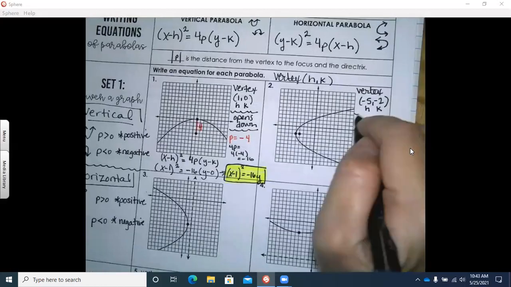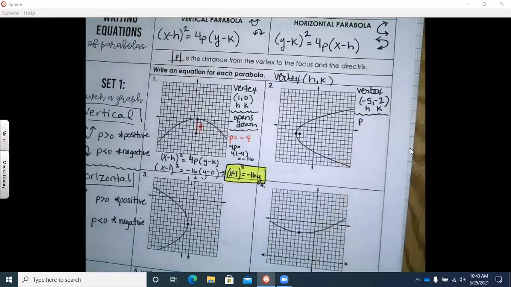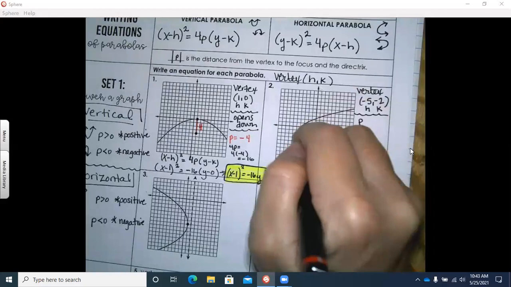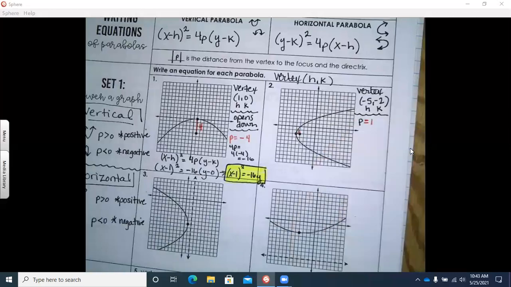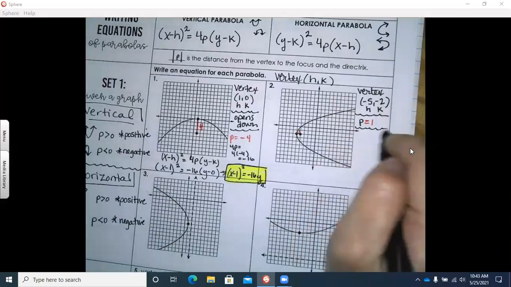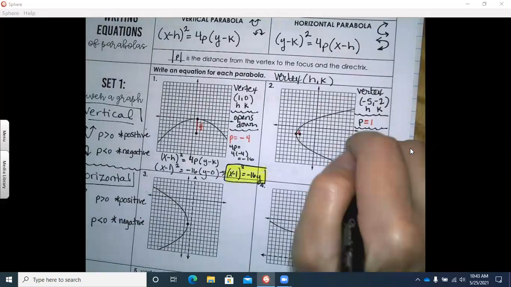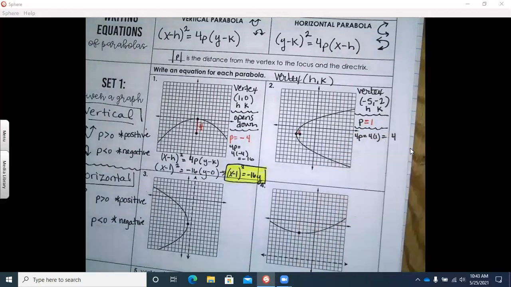Okay, so p, since they gave me the vertex and a focus, I'll just count from the vertex to the focus. It's 1 unit. And I'm going to call it +1 because p is positive when it opens to the right. But for my equation, I need to know what 4p is, right? So that'd be 4 times 1. So for 4p, I'll substitute in 4. Y'all cool with that?